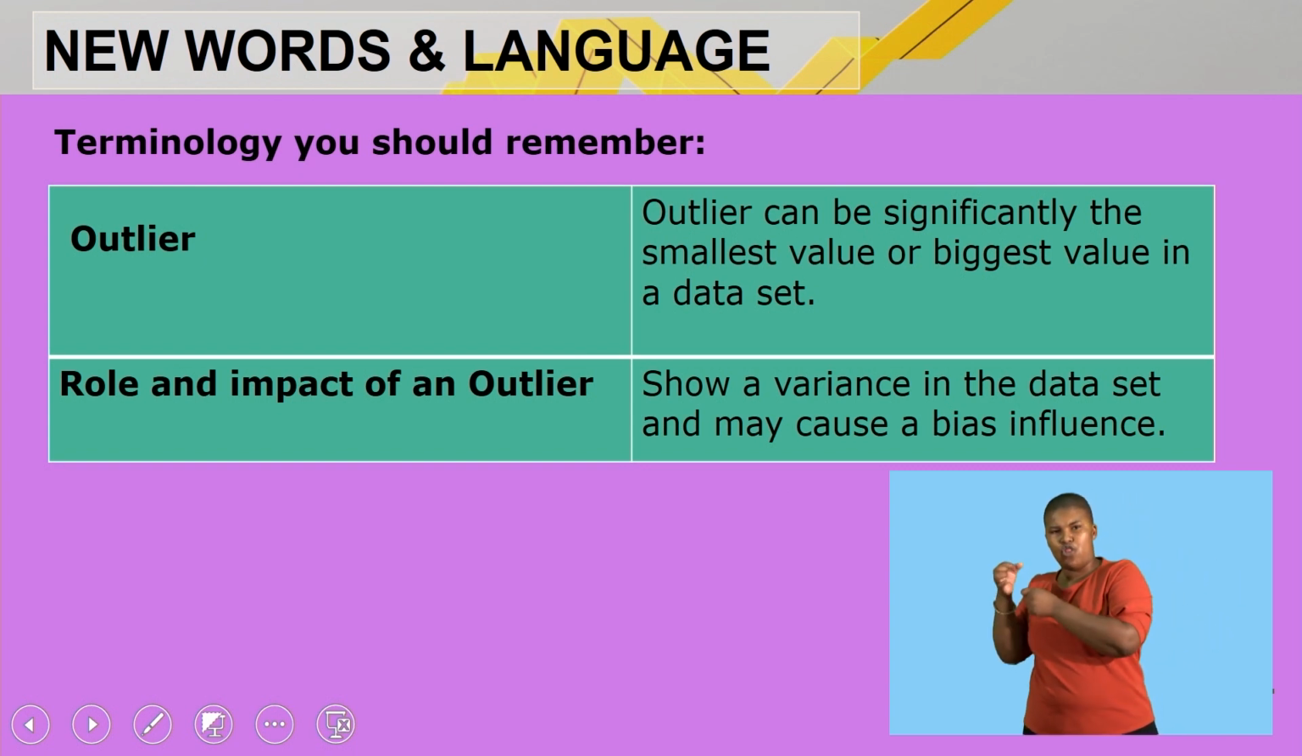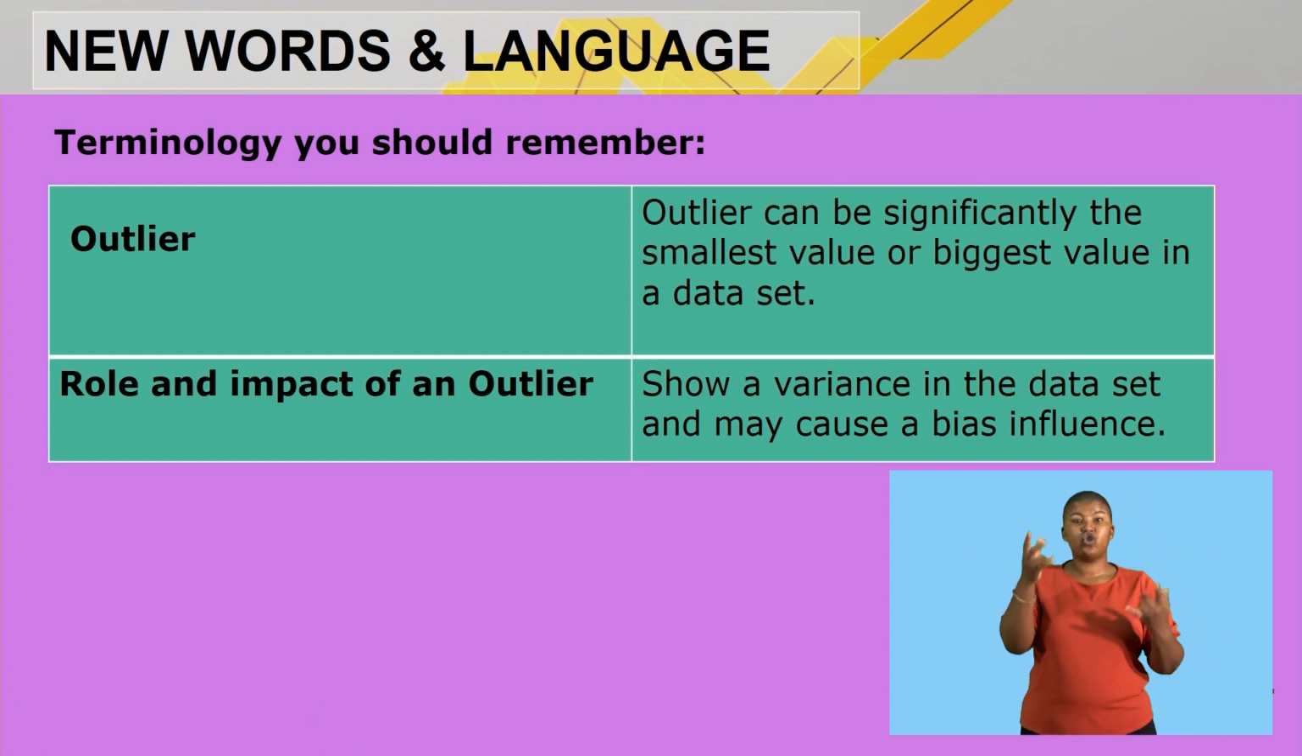Now, these are the new terminologies that you should remember. We will be looking at the outlier. An outlier can be significantly the smallest value or the biggest value in a data set. The role and impact of an outlier is that it will show a variance in a data set and may cause a bias influence. When we talk of a variance, it's whereby when you calculate the difference between two values, it will show a bigger or a smaller variance. And when we talk of a bias, it simply means that value is more likely to be chosen most of the time. That's it on our new terminology.